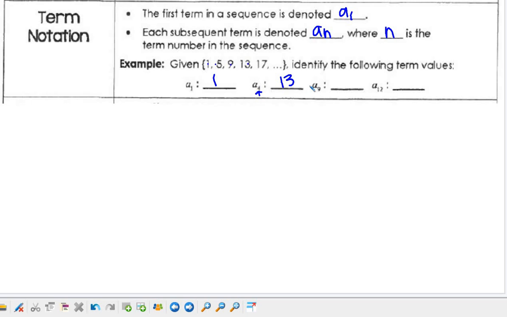Anybody have an idea of what the pattern might be? Yeah, it's plus 4. So if I want to continue on, I need to add 4. So 17 and 4 is 21, 25, 29, 33, 37, 41, 45. So now I can find the 9th term. 1, 2, 3, 4, 5, 6, 7, 8, 9 is 33. And the last one is the 12th term. So 9, 10, 11, 12. Clearly why I stopped at 45.